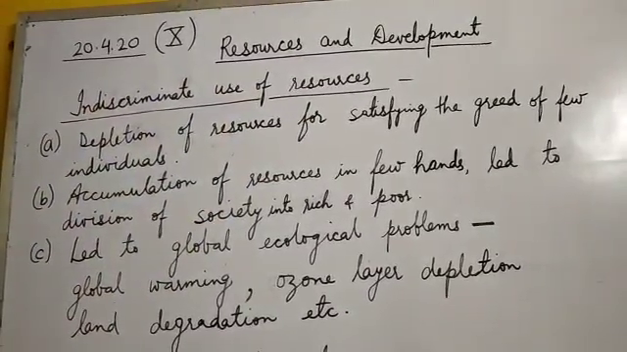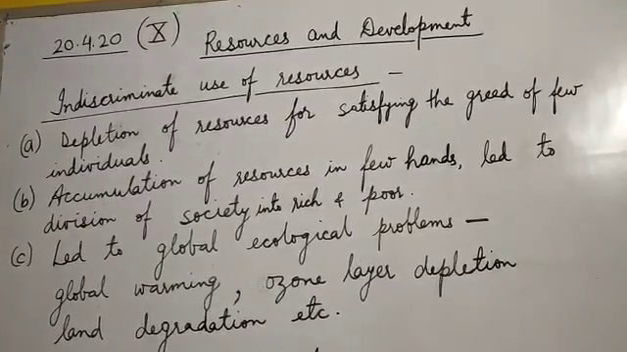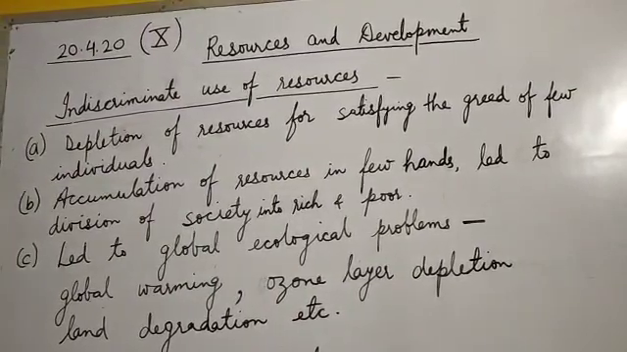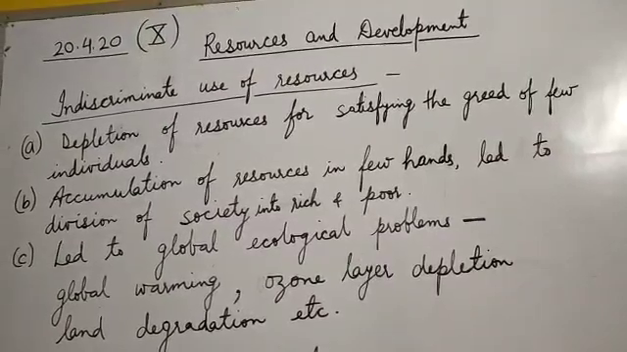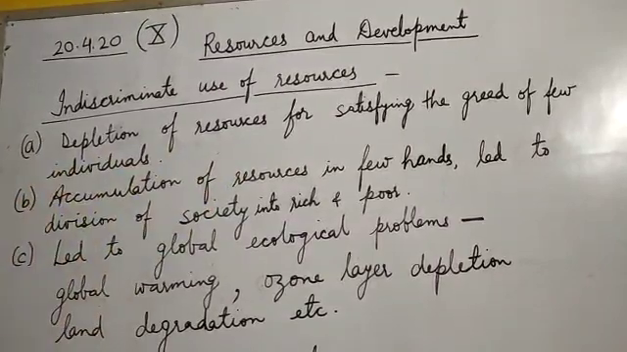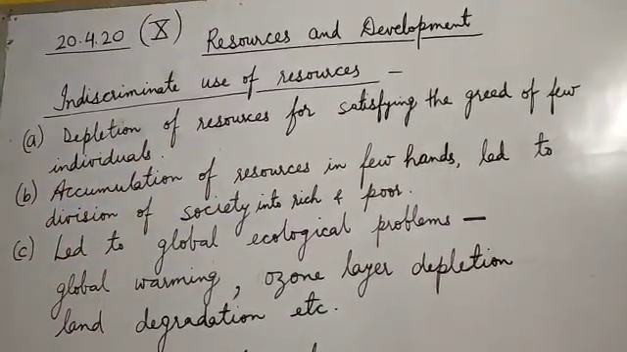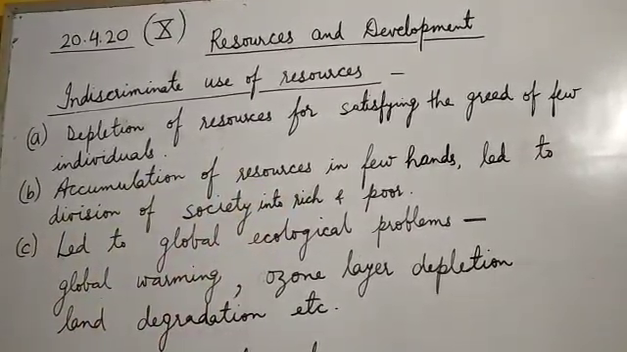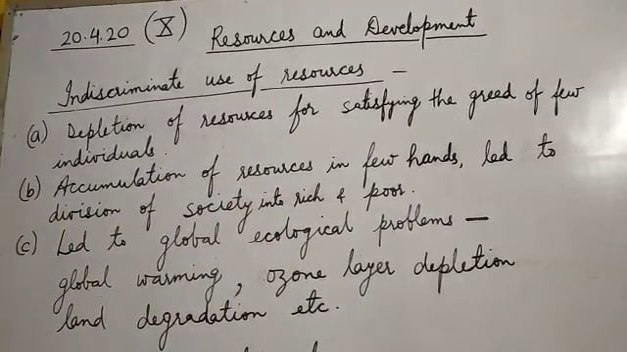Therefore, there are some developed countries which use the resources excessively, and therefore the resources in those areas deplete. The soil became degraded, the land became degraded, as well as the water. The second is accumulation of resources in few hands. It led to division of society into those people who have everything and those who do not have everything, that is rich and poor.